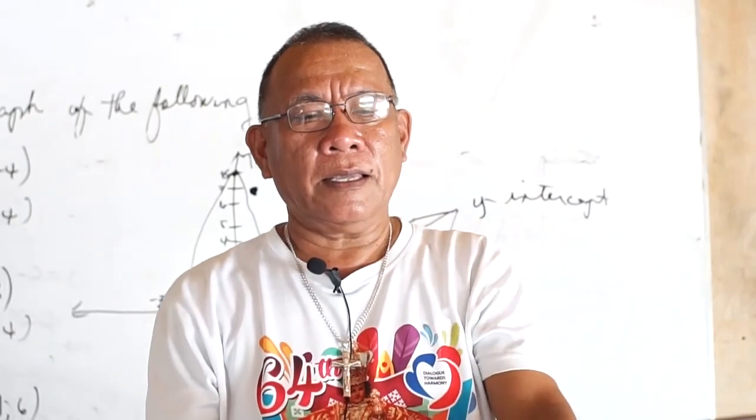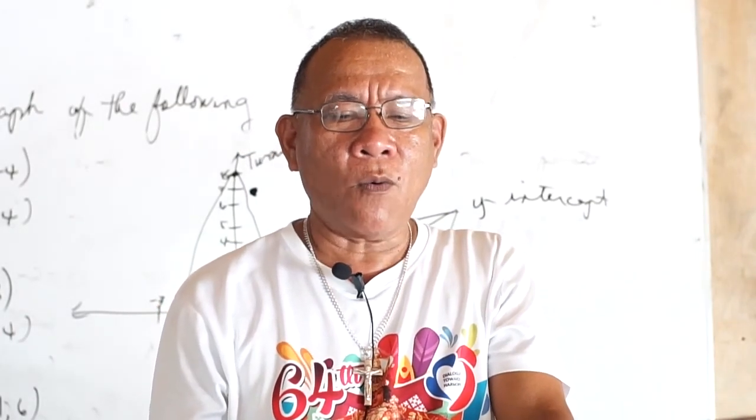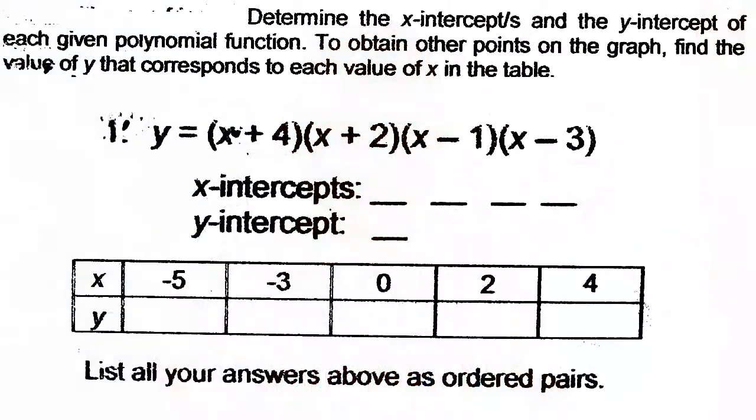Our activity in Math 10, second quarter, week 1: determine the x-intercept and the y-intercept of each given polynomial function to obtain other points on the graph. Find the value of y that corresponds to each value of x in the table. Write your answer on a yellow pad paper.